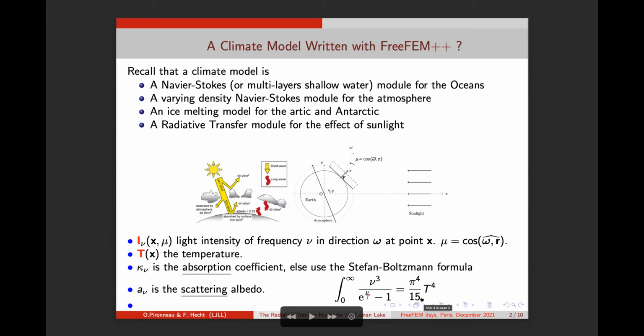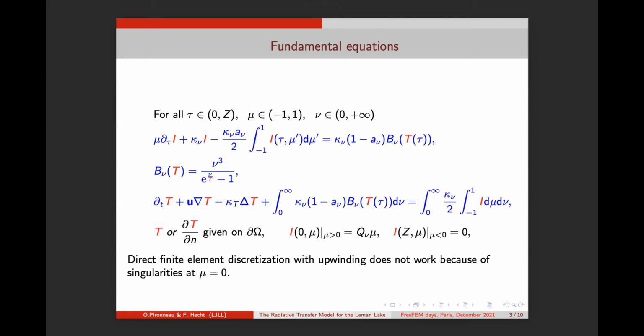So, the equations are rather complicated, but don't worry, this is the only page where they appear. The equation for the radiative intensity is a first order equation in one variable only, the vertical, and you have this coefficient mu here. Then you have the decay of the light due to the fact that it crosses an atmosphere. And then you have something which has no physical interpretation here. And you have the famous Boltzmann function here, which connects to T. So if you know T, this is a convective equation. T is given, B of T is given by this.